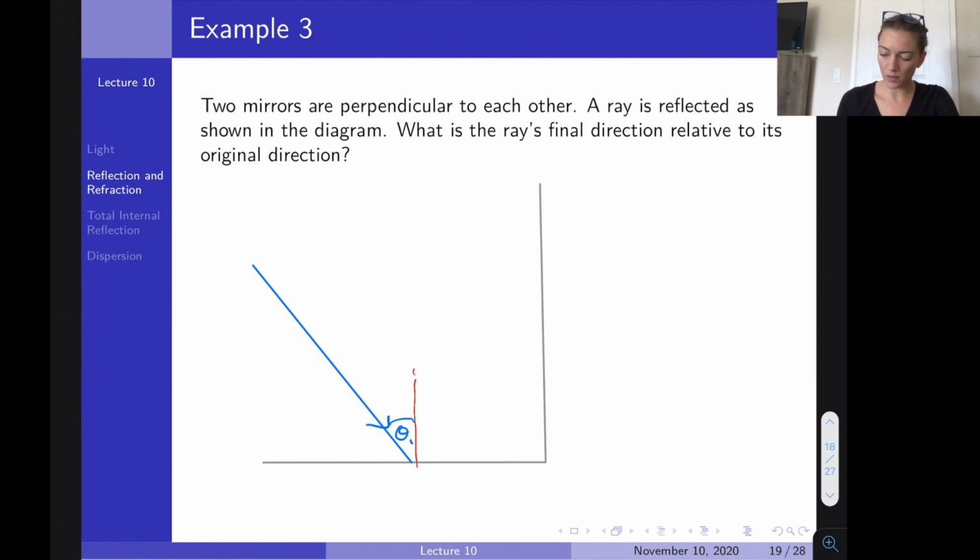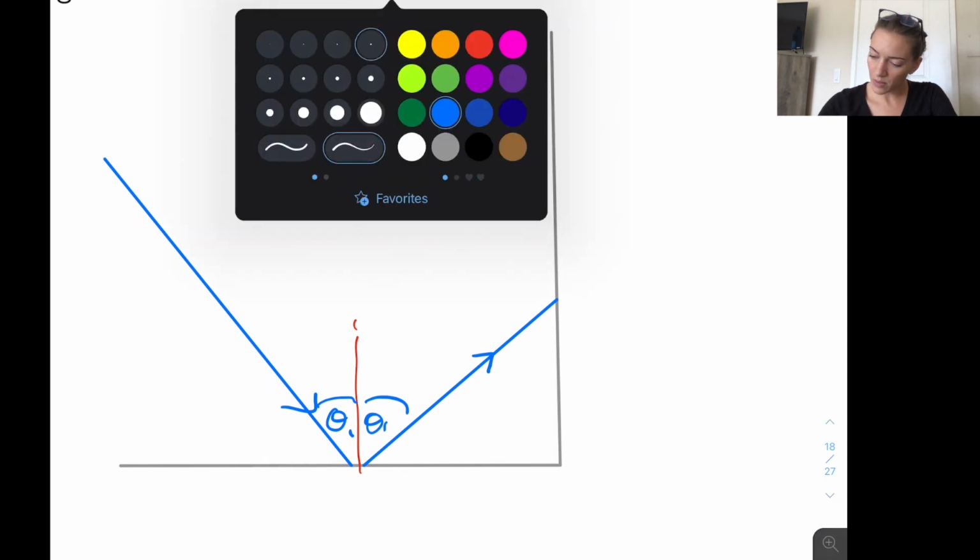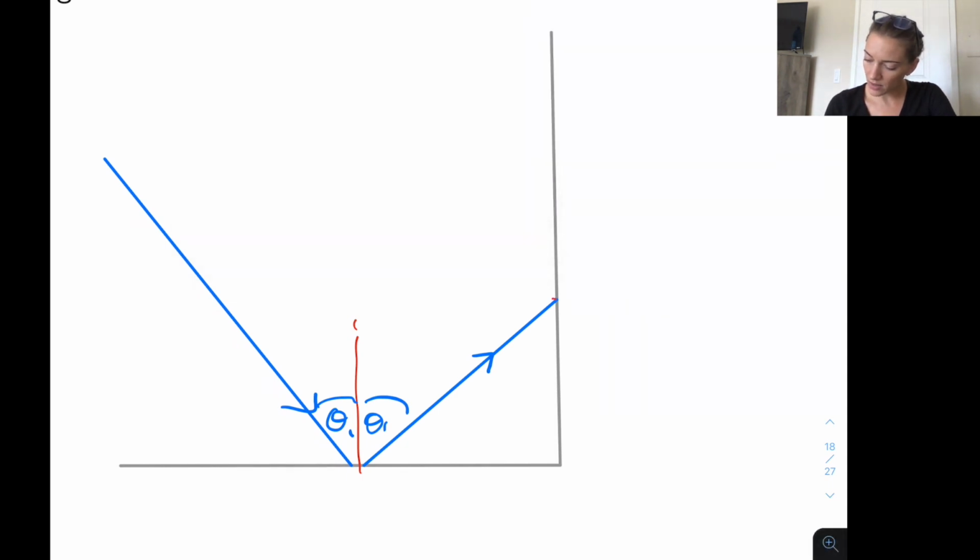Well, we know when it hits the first mirror, it's going to be reflected at the exact same angle that it came in at. So it's going to be reflected like this to the second mirror. It's going that way, and we know we're going to have theta 1 here again, because the angle of incidence and the angle of reflection are the same. So now we can draw another normal here.